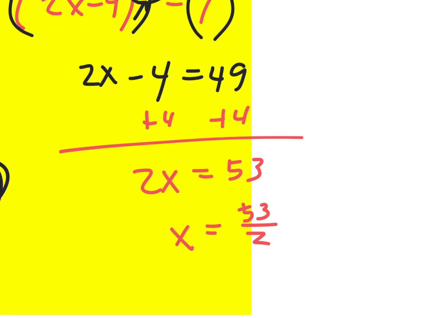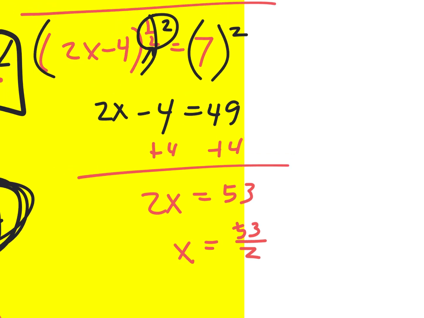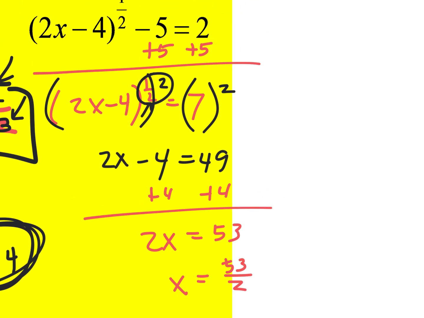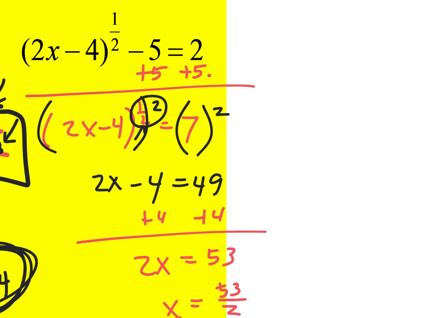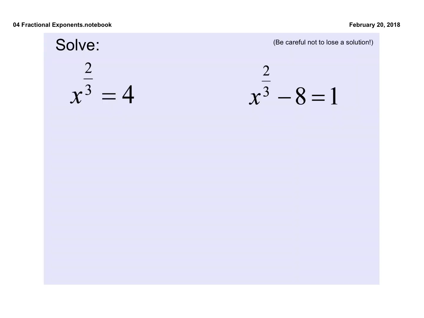Any questions? Now you might be like, didn't you just say a second ago that you're going to have 2 answers? Not on this one. Why? Did you ever put it to a fraction power on both sides? No. We squared this one. That does not cause 2 answers. Square roots on both sides cause that. All right.